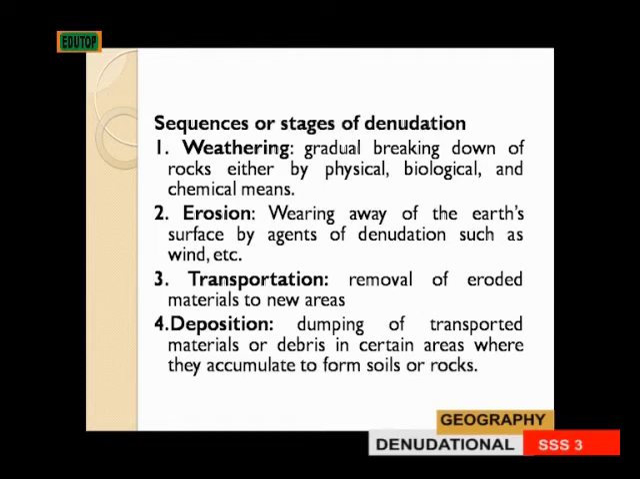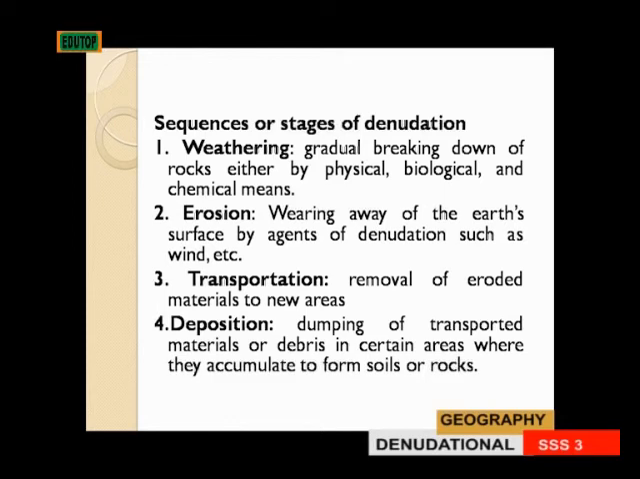Weathering, being the 1st stage or sequence of denudation, has to do with a gradual breaking down of rocks, either by physical or chemical means. Number 2 stage of denudation, which is the erosion. Erosion is the wearing away of the earth's surface by the agents of denudation or erosion, such as wind, running water, etc.